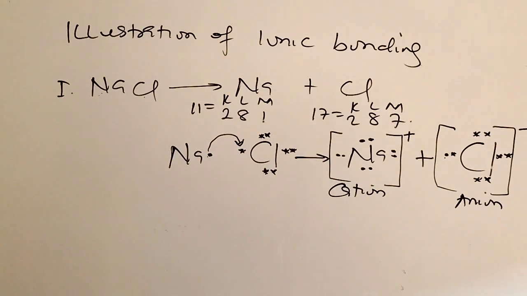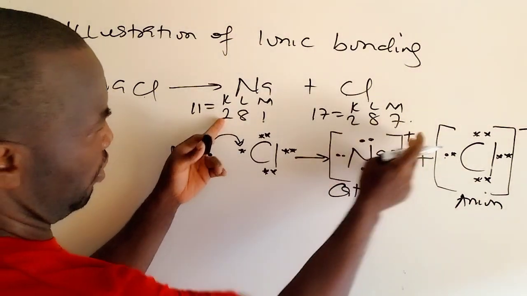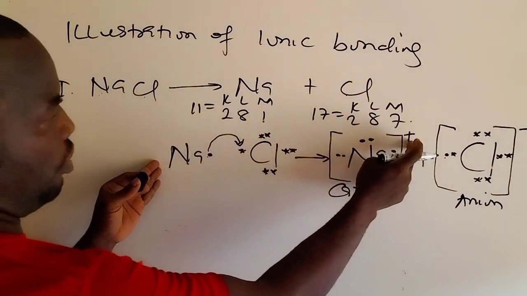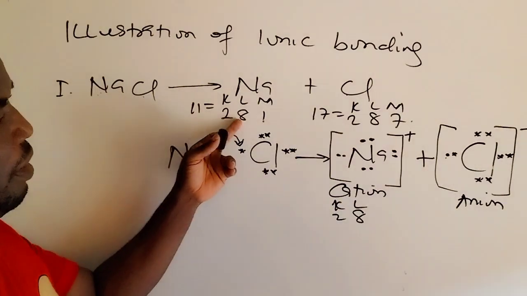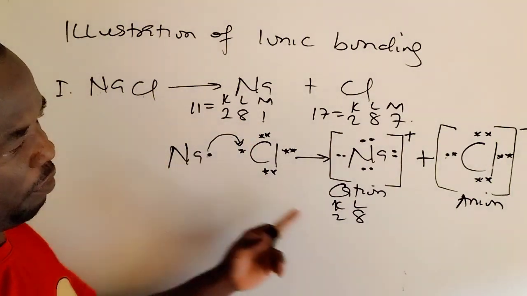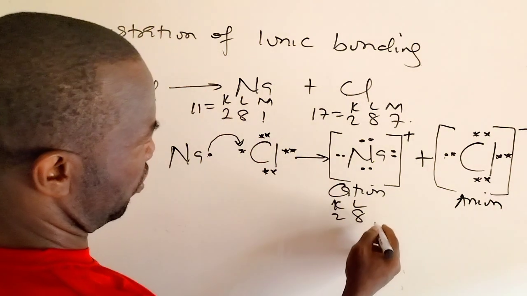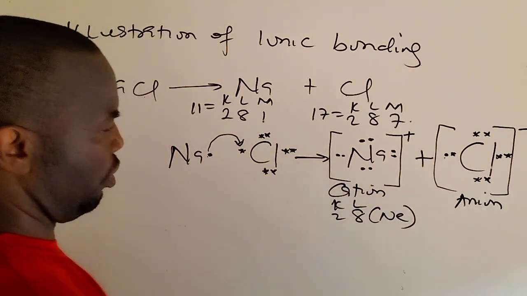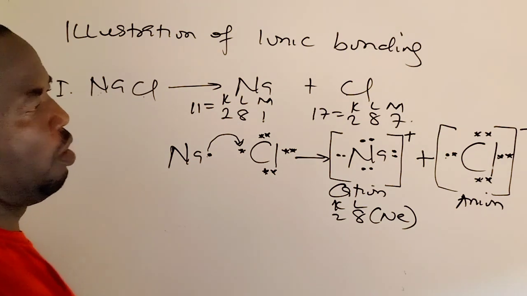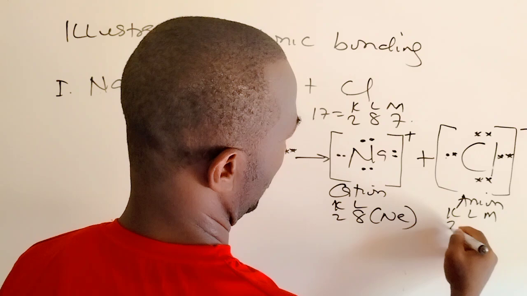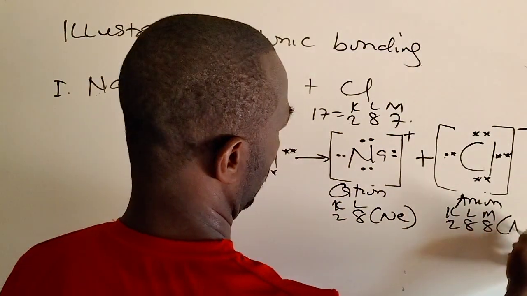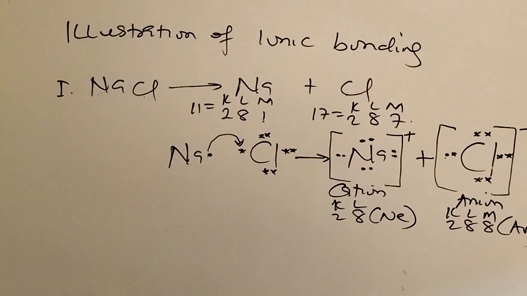Now if you look at sodium, the electronic structure of the sodium ion, look at the difference. This has no charge, but this has a charge. This one is now 2, 8, no longer 2, 8, 1 as before. So it looks more like the element called neon, whose atomic number is 10, a noble gas. While this one has gained 1 to make it up to 8, so 2, 8, 7 becomes 2, 8, 8. It looks more like an element called argon. So you can see that. So this is an illustration of ionic bonding in sodium chloride.